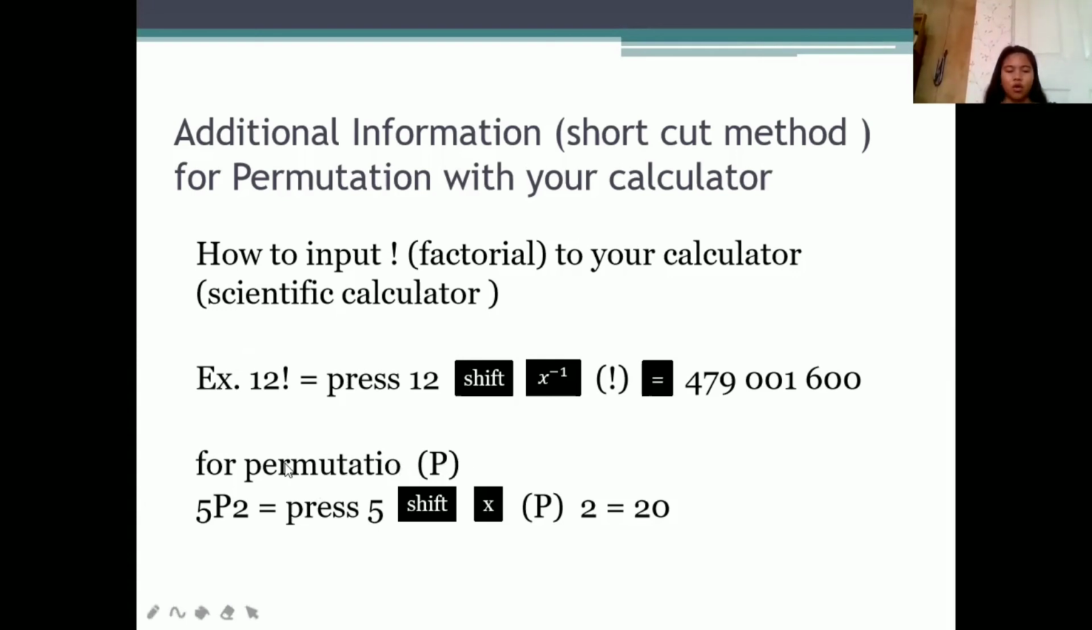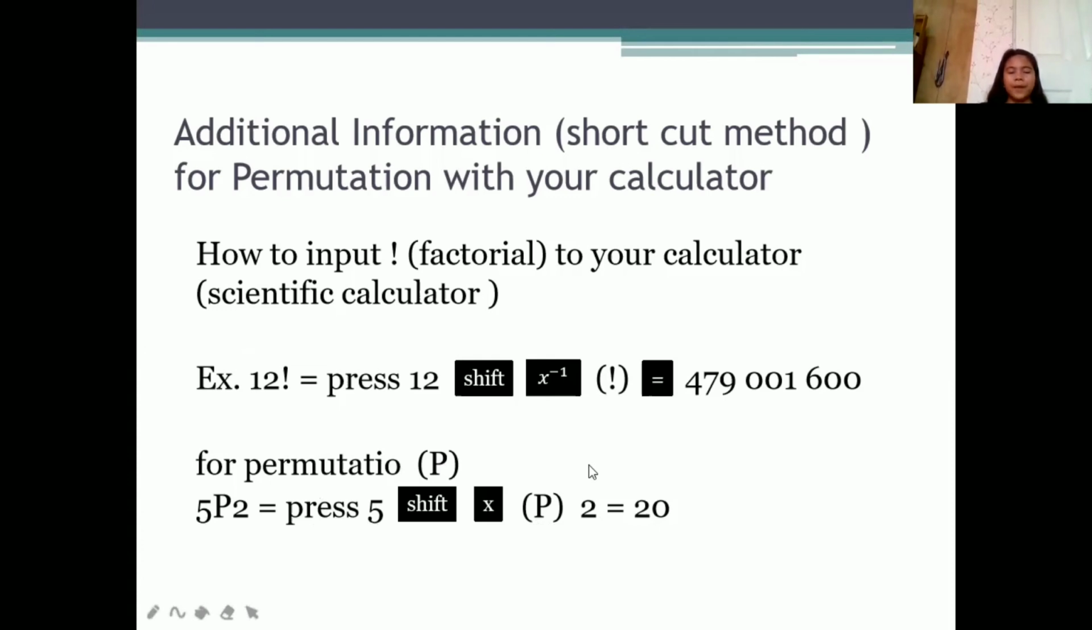Then for permutation, n P r. So, the permutation of 5 taken 2 at a time: you are going to press 5, then shift and the x key, and what appears is P. Then press 2. That is equal to 20.